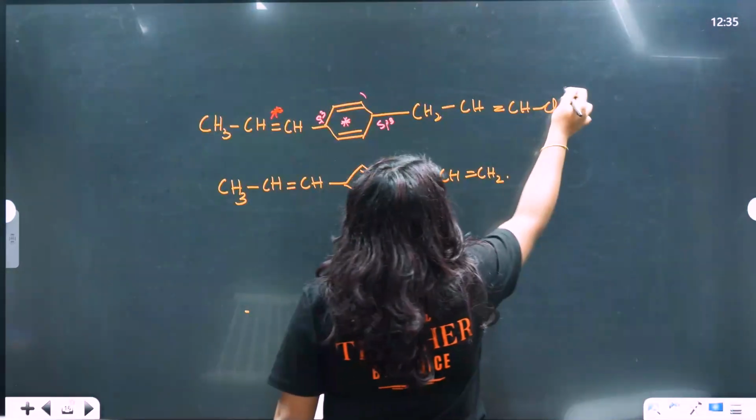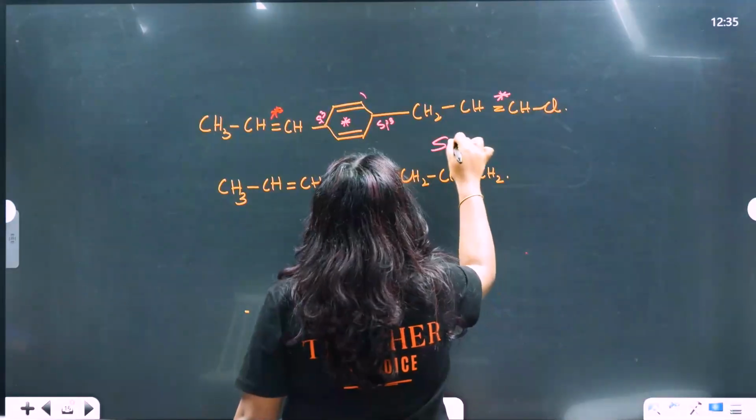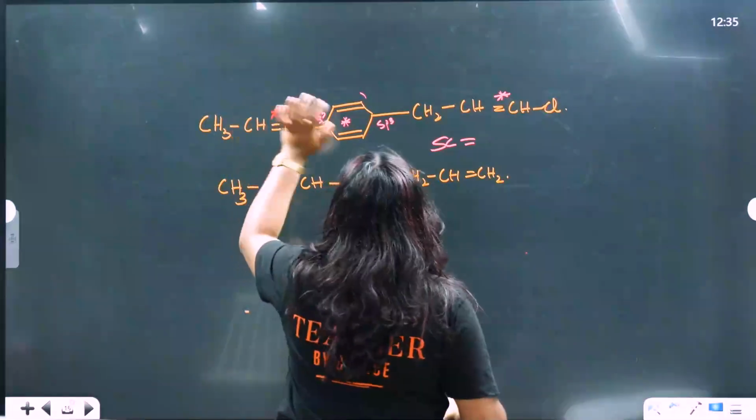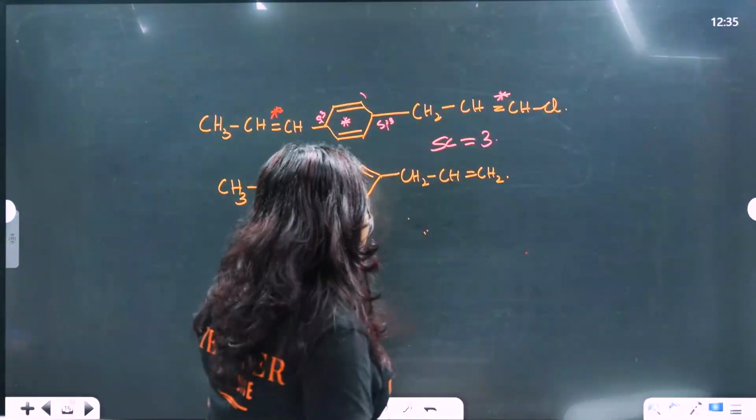Now this one, CH and Cl, CH and CH2, the whole thing. So this is also a stereogenic center. So the stereogenic number is equal to 1 2 3. What is the stereogenic number here? 3 will be the stereogenic number here.